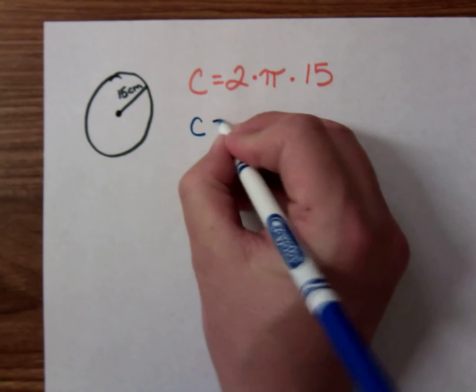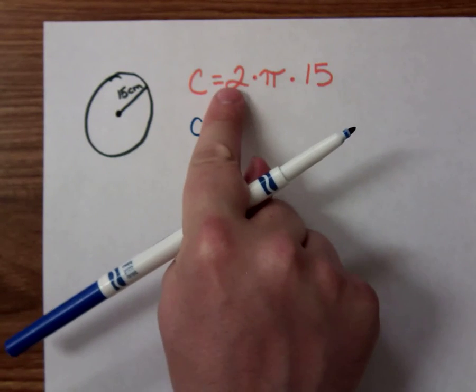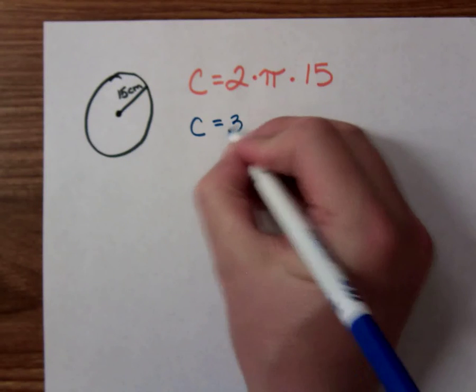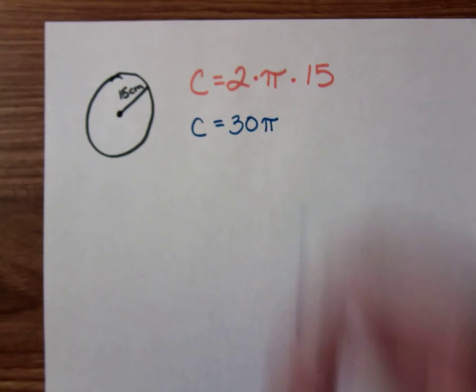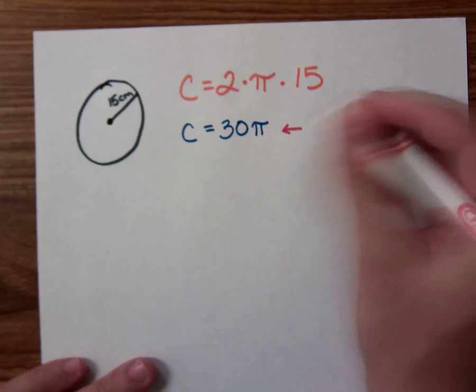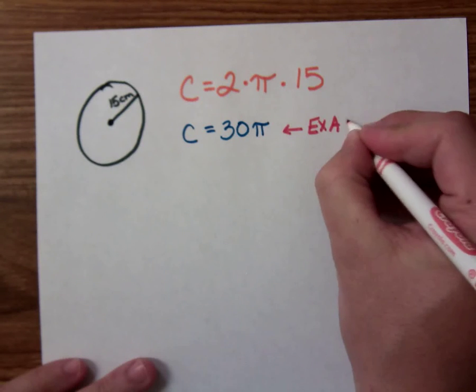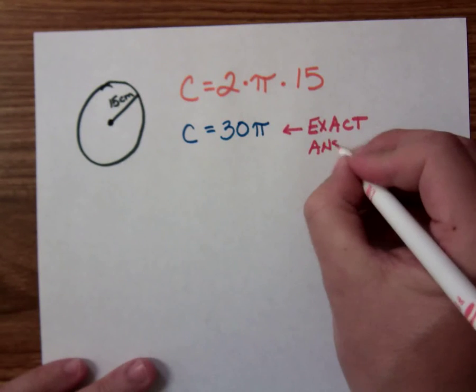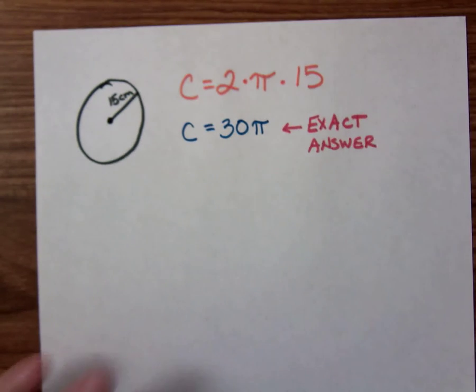Okay, now how you write your answer, let's go ahead and multiply the numbers. 2 multiplied by 15 is 30. So I have 30 multiplied by pi. And this right here is the exact answer. What do I mean when I say it's the exact answer? I didn't round it. That number right there has not been rounded. Oh, because pi continues. By leaving it as a pi symbol, I don't have to round it. I just leave the symbol in the answer.